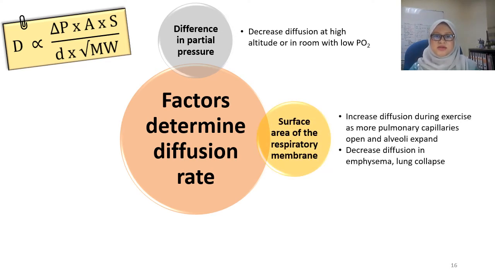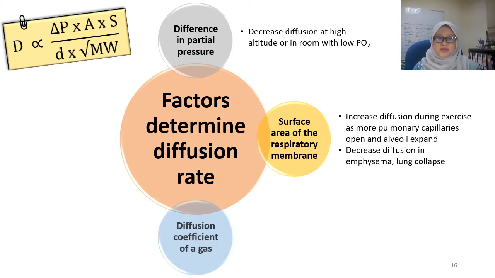The second factor is surface area of the respiratory membrane. Larger surface area results in higher diffusion rate. For example, during exercise, capillaries will be dilated. So, in other words, the surface area for gas exchange has become larger. This results in increased diffusion rate. In the case of emphysema or collapsed lung, the surface area is decreased. Therefore, diffusion rate is also decreased.